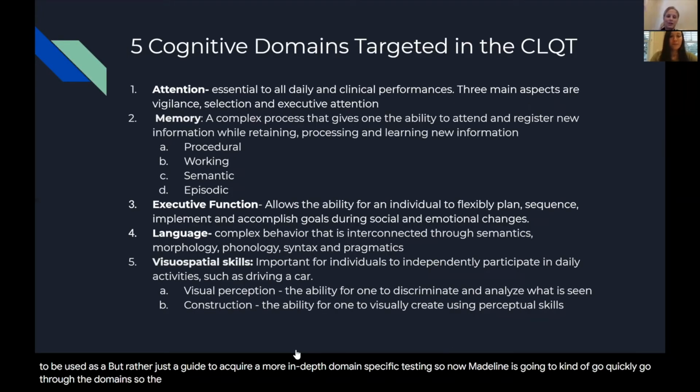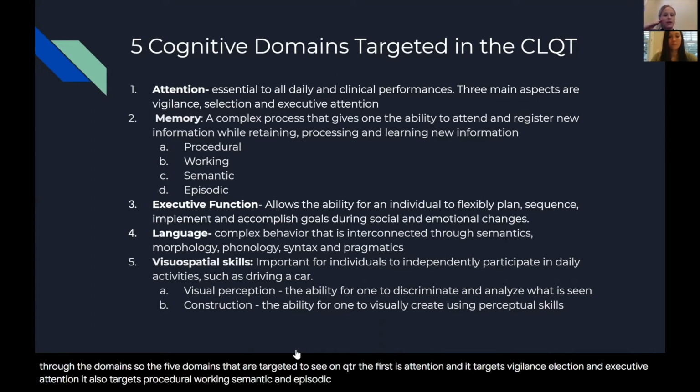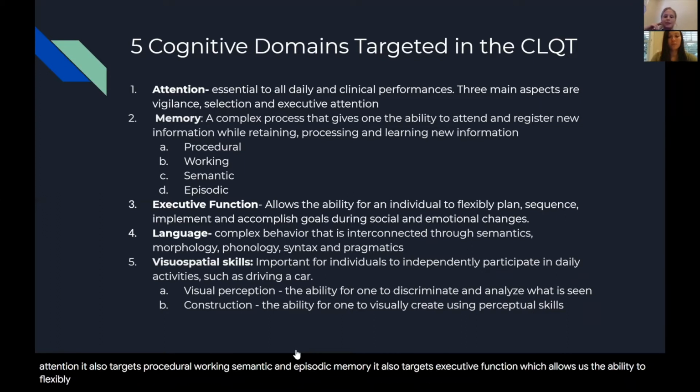So the 5 domains that are targeted in the CLQT are, the first is attention, and it targets vigilant selection and executive attention. It also targets procedural working, semantic, and episodic memory. It also targets executive function, which allows us the ability to flexibly plan, sequence, implement, and accomplish goals. It targets all of the 5 components of language, as well as visual perception and construction of visuospatial skills.